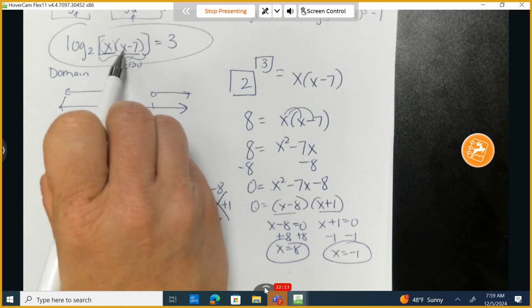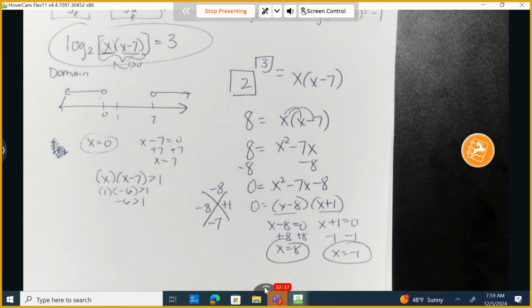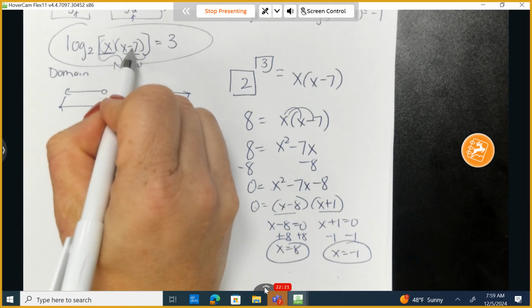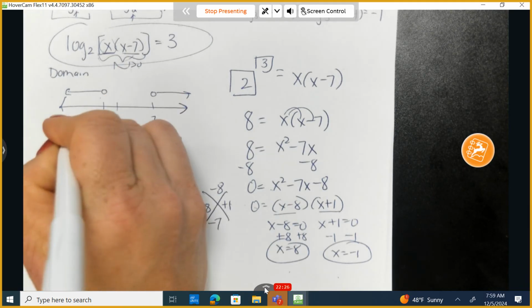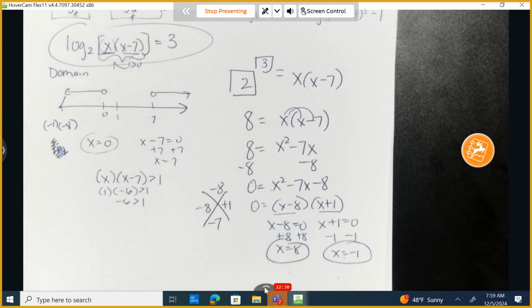Let's make sure right now it works. Let's come up here. 8 minus 7 is 1. 8 times 1, all I care is a positive number. Awesome, it's good. Let's do negative 1. Negative 1 subtract 7 is negative 8. And then I plug in negative 1 here. Negative 1 times negative 8 is a positive 8. It should both work. So both of these quantities work. Neither one is what we would refer to as an extraneous solution.